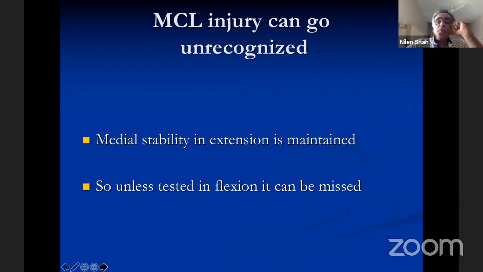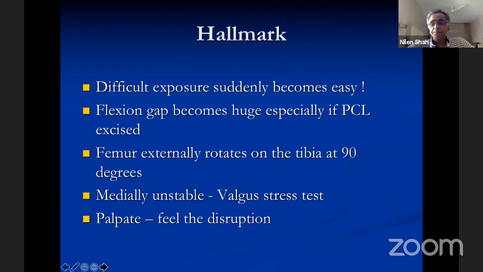The injury can often go unrecognized because the medial stability in extension is maintained. So unless it is tested in flexion, this will be missed. This is an extremely important point that you need to check when you are doing a knee replacement, to check the stability medially and laterally, not just in extension, but in 10-15 degrees of flexion, in 90 degrees of flexion, and in mid flexion as well, so that you can pick up subtle MCL injury.